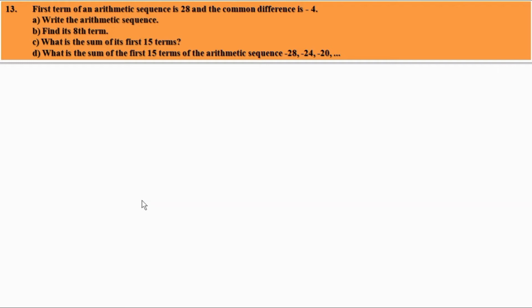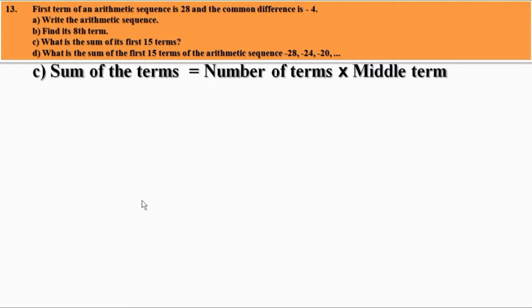Now we have to find sum of its first 15 terms. We know sum of the terms equal to number of terms into middle term. Here we have to find sum of first 15 terms. That is number of terms equal to 15. Now when we take 15 terms, the middle term is the 8th term, and we have already got that the 8th term equal to 0.